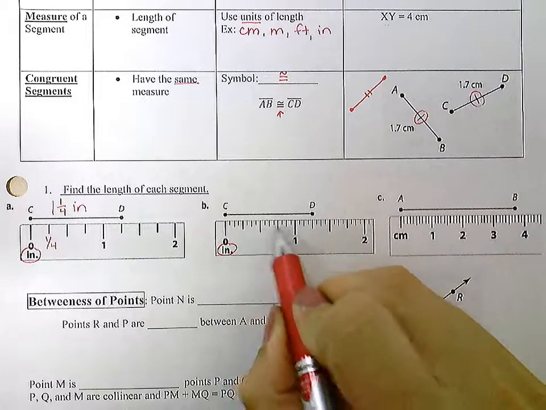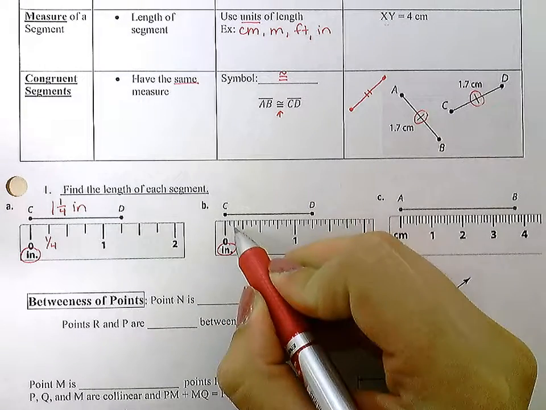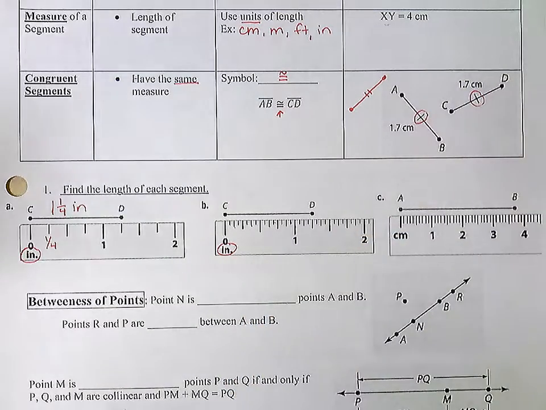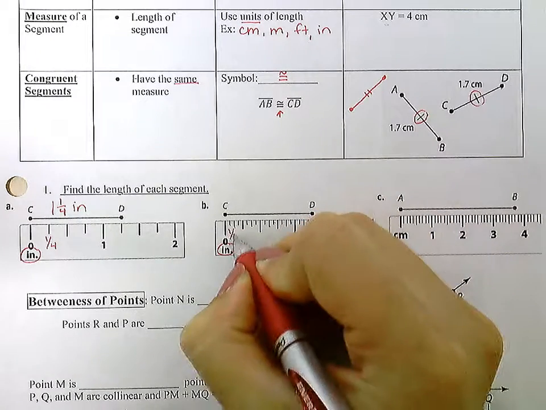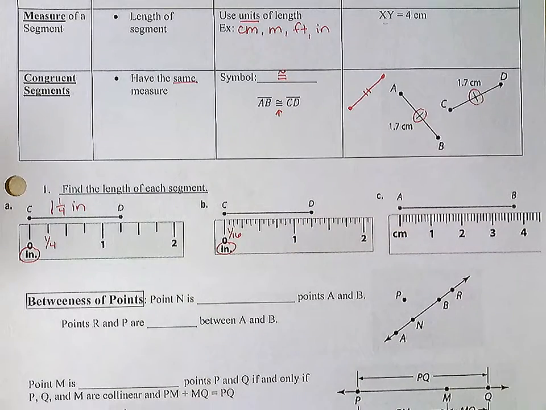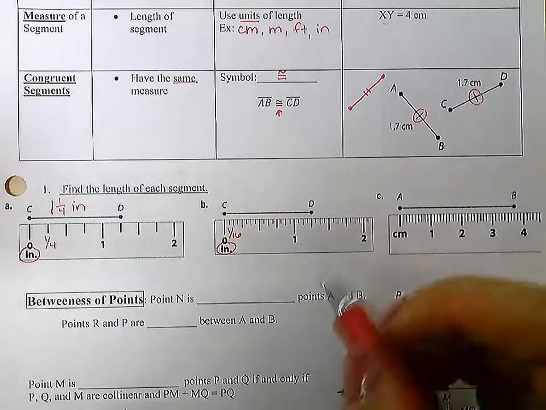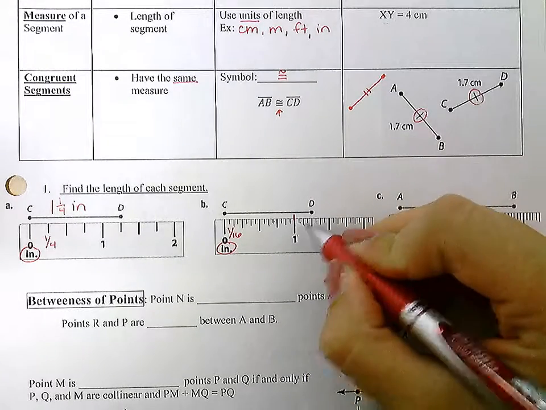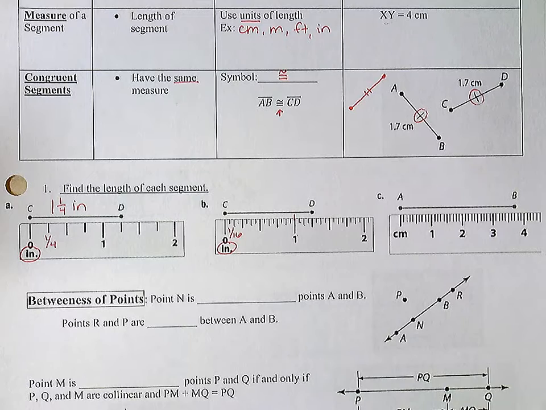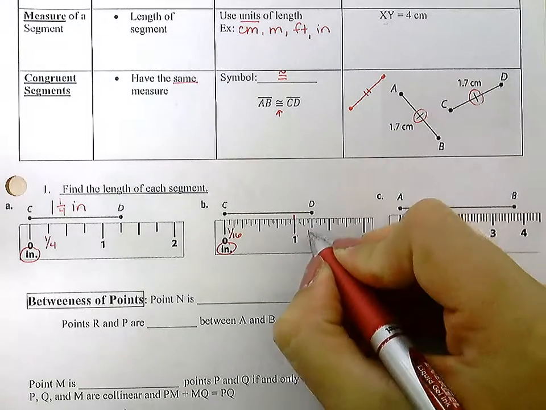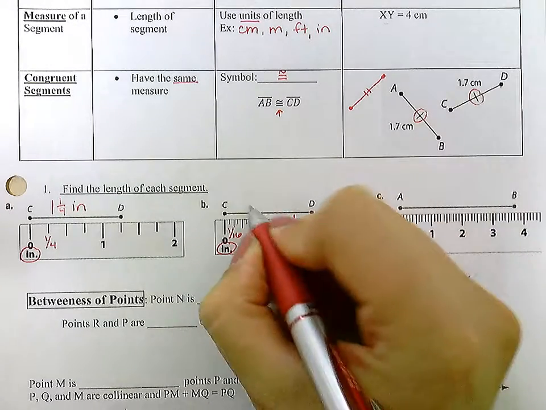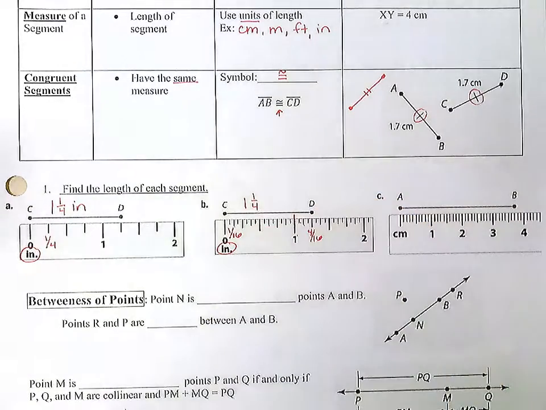All right, then B, again, we're in inches. I'm going to count how many dashes I have between 0 and 1. 1, 2, 3, 4, 5, 6, 7, 8, 9, 10, 11, 12, 13, 14, 15, 16. That means each of those pieces is 1/16. I know I at least hit 1 right here to get to point D, but then I have 1, 2, 3, 4 of those 16ths. So 4/16 is the same as what? 1/4. So I know my segment, again, is 1 1/4 inches.